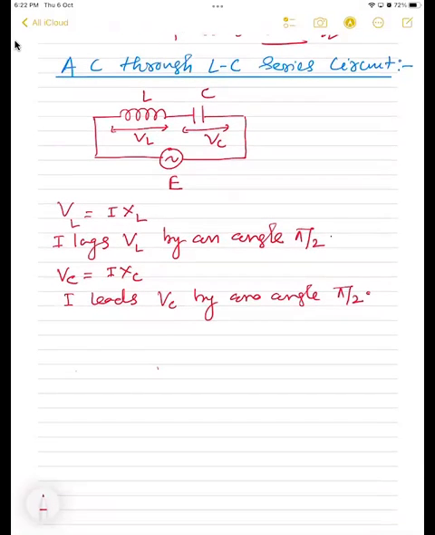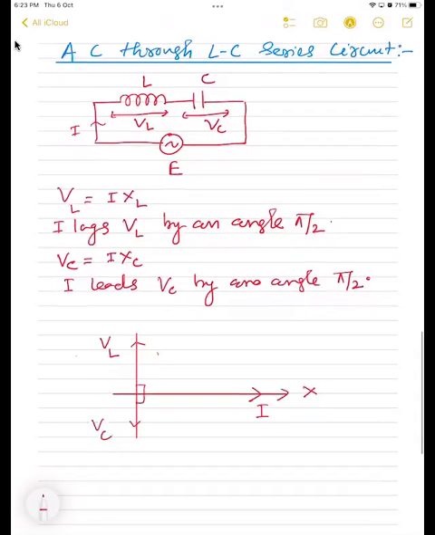If we represent it in a phasor diagram, let's represent it in a phasor diagram. If this is the x-axis and this is represented by I, total current, right? So what happens in the inductor? Current lags, so the voltage will go upward. This is VL, correct? And this is VC. This is VL and this is VC, correct?